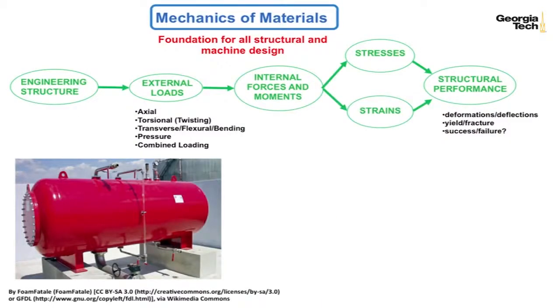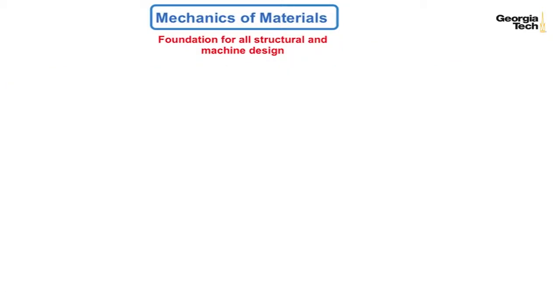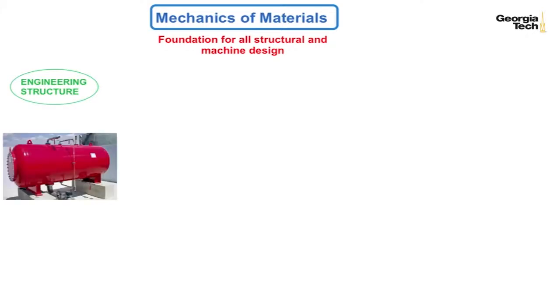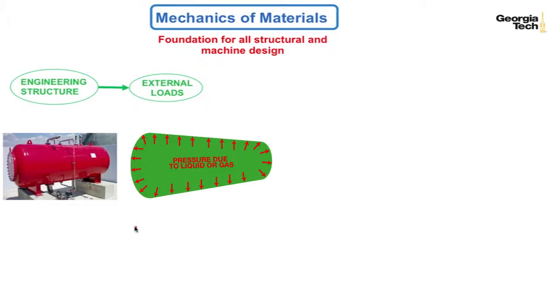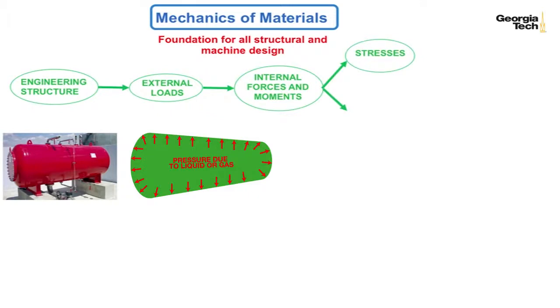This is where we left off last class as far as the general analysis approach. We're taking an engineering structure, in this case this gas storage tank, which we're going to model as a thin-walled pressure vessel. We're going to look at the external loads applied to that structure. In this case, the external loads will be pressure inside the vessel due to the liquid or gas. That's going to generate internal forces and moments, which will in turn cause stresses and strains, and we'll be able to use that information to determine the structural performance of our engineering structure.